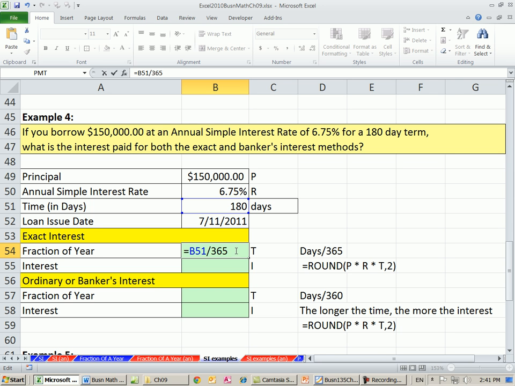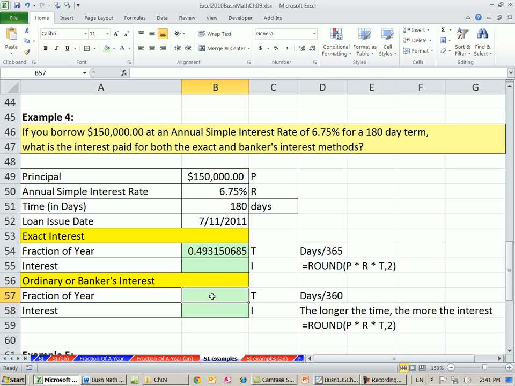So 1, 2, 3 years get 365, and then there's 1 year with 366. So sometimes you'll see this. We're not going to do this, but you may see that out there. So whatever it is you use as your denominator here, look at the contract. Here we're doing exact interest, and we're going to assume our contract says 365.